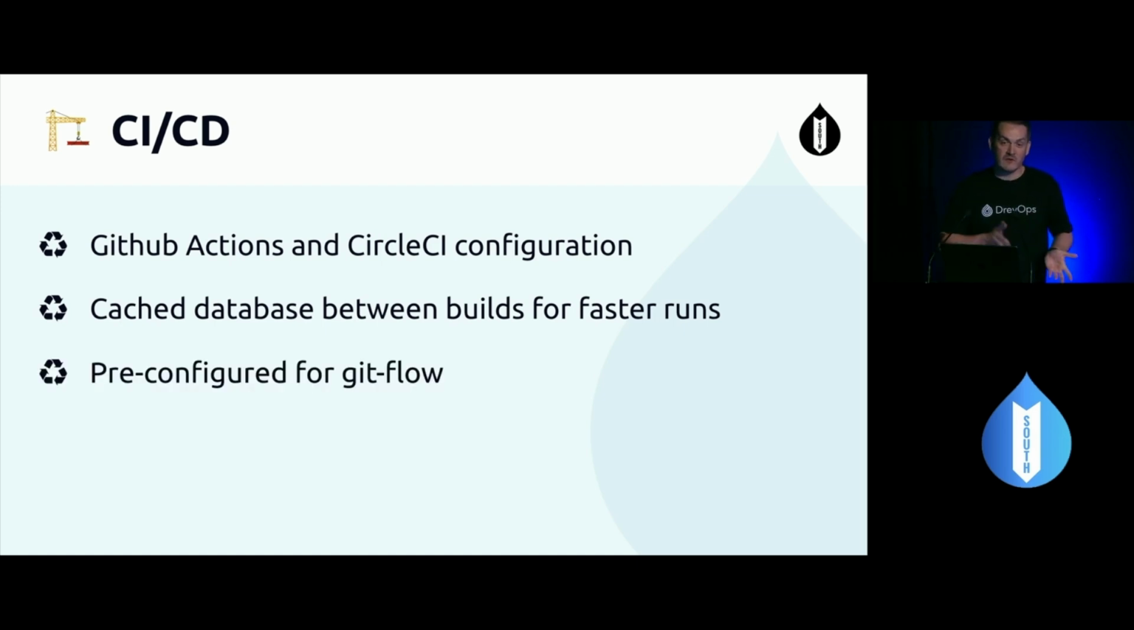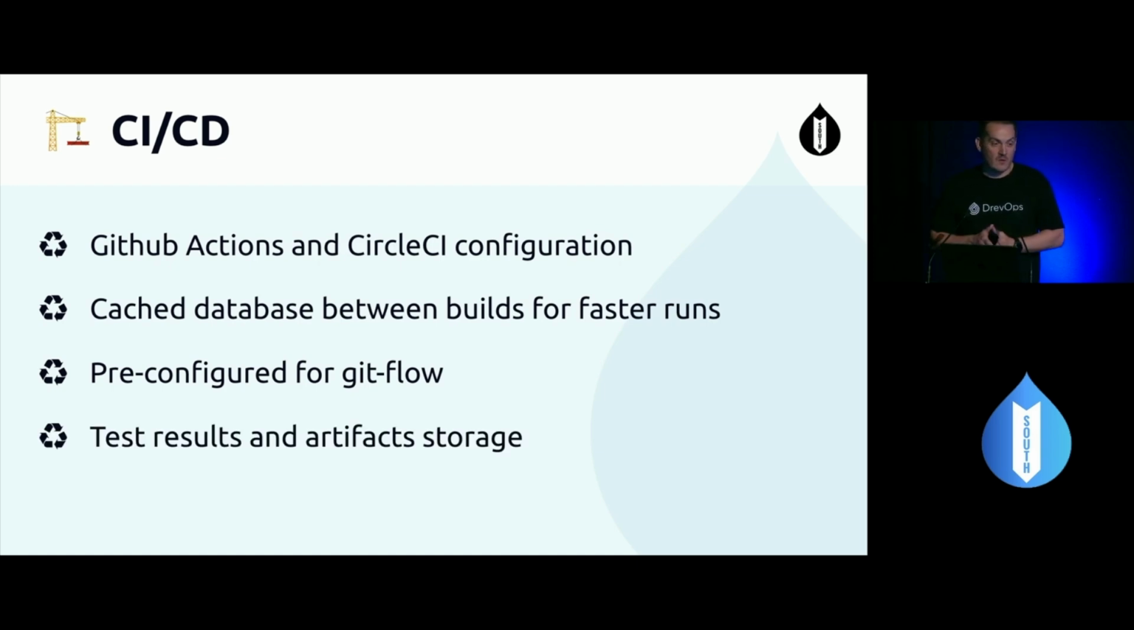The CI is pre-configured for Git flow. What that means is there are different rules for how and what triggers the builds. Git flow, again, I'm going to assume that we all know what it is, is just a way of releasing software. You have your master or main branch, and you have develop, and then you have versions and tags. So this CI/CD pipeline is pre-configured to support those.